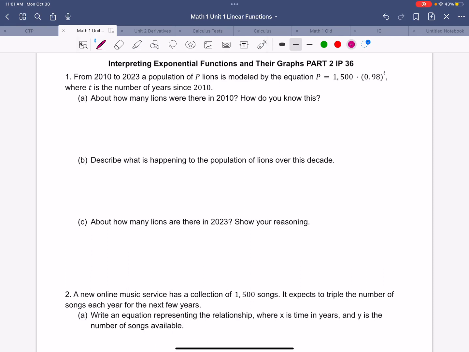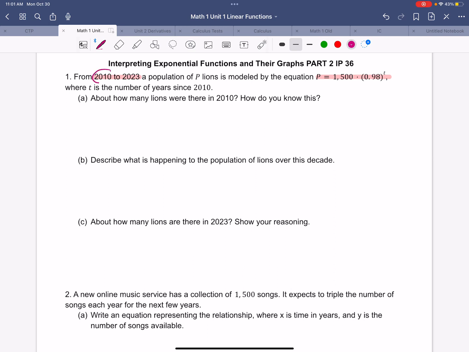In this video, I'm going to walk you through your assignment, interpreting exponential functions and their graphs. In problem number 1, we're given the equation P equals 1500 times 0.98^t. This represents the population of lions between the years 2010 and 2013. So about how many lions were there in 2010, and how do we know this?